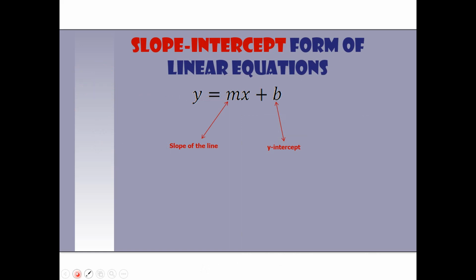Next class, we will be talking about the slope-intercept form of linear equations. So I'll stop this video now, and I will record another video for this topic.